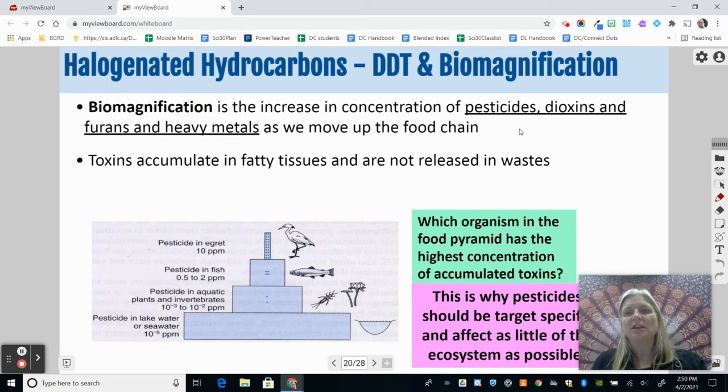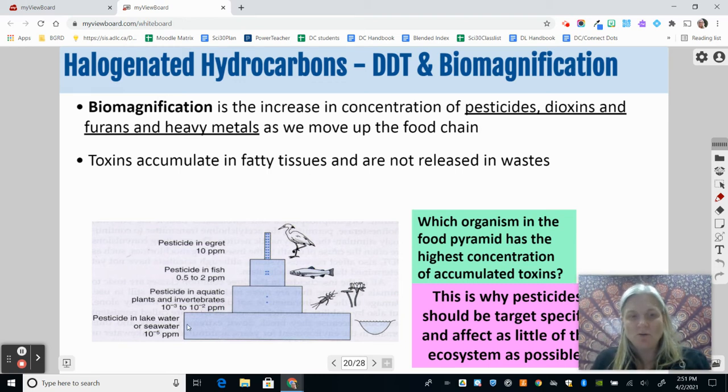Here we go, biomagnification. So this is what's happening with the DDT. It happens with other pesticides, dioxins and furans and heavy metals. Anything that can't be broken down gets biomagnified up the food chain. So these stick in the fatty tissues and they're not released as waste. So they're not excreted out of the body.